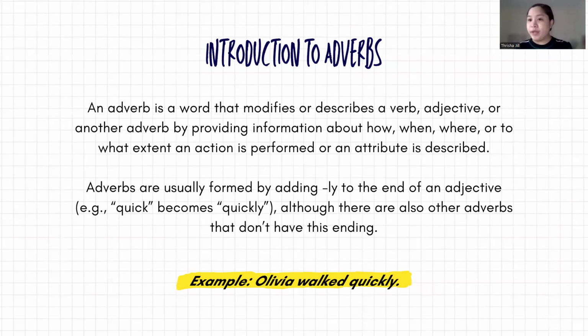An example that we have is Olivia walked quickly. So our adverb in this example is, very good, quickly. It comes from the root word quick. So our verb is walked. This adverb modifies a verb. Very good. Let's go on to the next one.